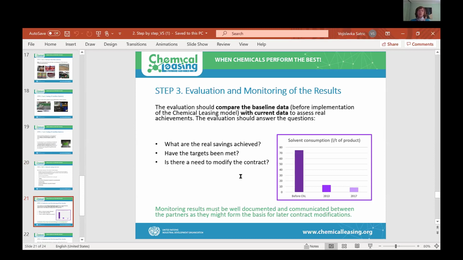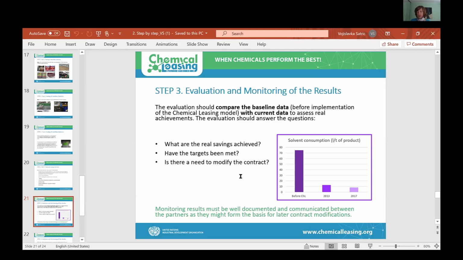We are coming to step 3. We started to implement the chemical leasing business model, and now we should evaluate and monitor the results. What is that? That is comparing baseline data and current data to see what the real savings are, have our targets been met, and is there a need to modify the contract.